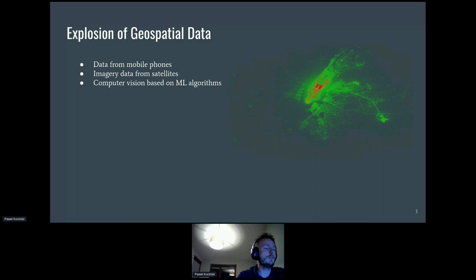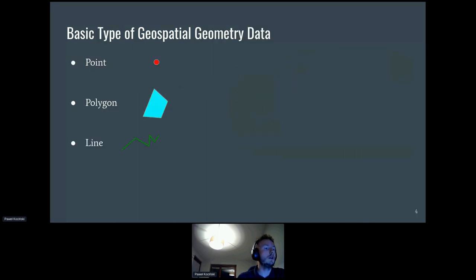We can also, with the use of geospatial data, optimize delivery times, for example for packages, and predict environmental disasters based on the gathered data. Today, in this talk, I'm focusing on vector data and the Apache Sedona Python API.